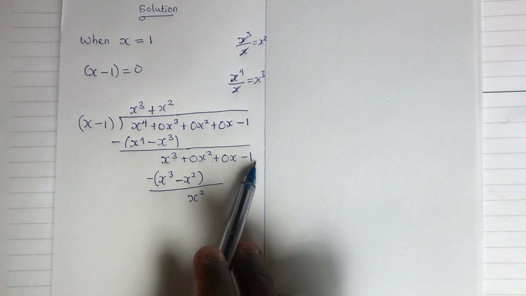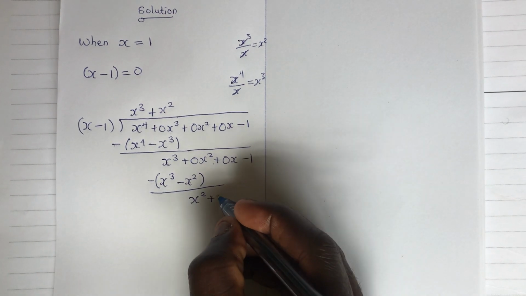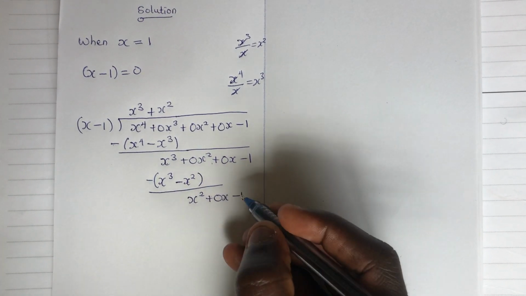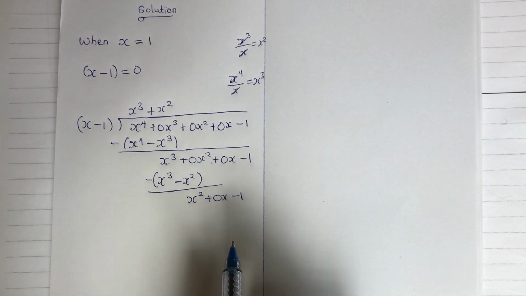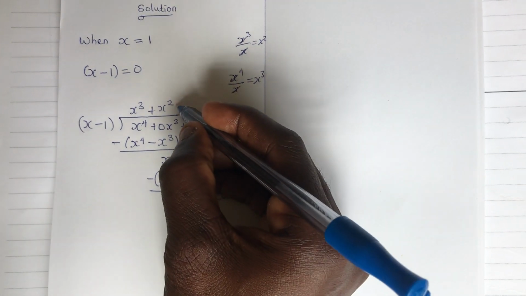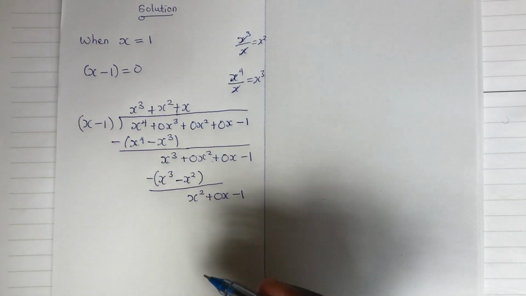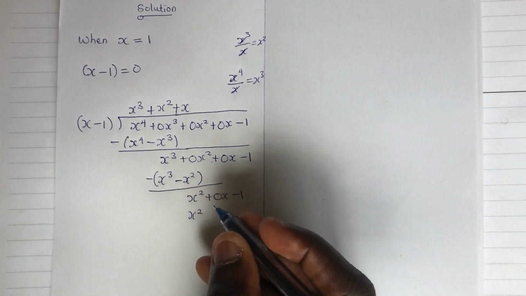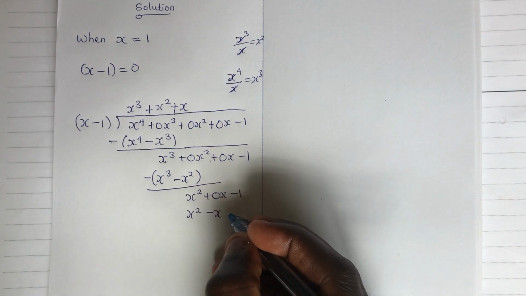So we have to repeat and add it to this one. So we have plus 0x minus 1. Now we need to start the calculation all over again. Take x squared and divide it by the same x. We are getting x. Now we have to put it here. Plus x. X times this will give us what? X squared. X times 1 will give us minus x.